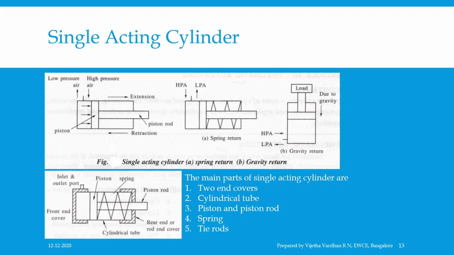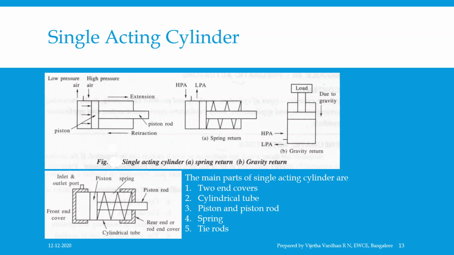The cylindrical tube is held in position by two end covers with the help of the tie rods. The piston rod assembly, consisting of a cup seal, reciprocates inside the cylinder, the retraction being effected by the spring. The compressed air enters the inlet port of the cylinder and extends it, and the low pressure air is expelled through the exhaust port during retraction. Both inlet and outlet ports are provided in the end covers, which you can observe in the figure over there at the bottom.